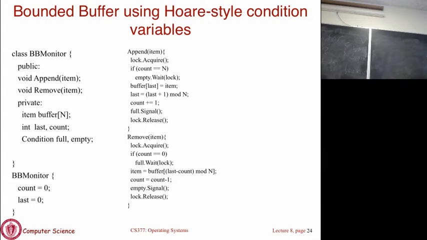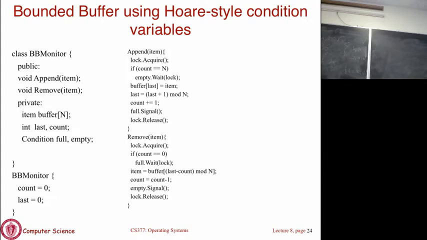Right. So if the queue is empty, if there are no items, then clearly we can't remove an item. So that's one constraint. And if the buffer is full, has no available empty slots, then clearly we can't append anything to it. So we can very easily just express those 2 conditions using 2 condition variables, full and empty. So it's pretty straightforward here.